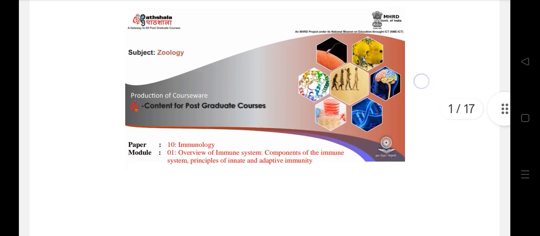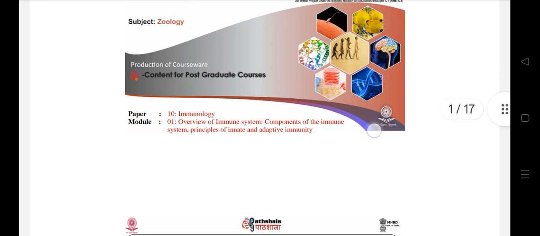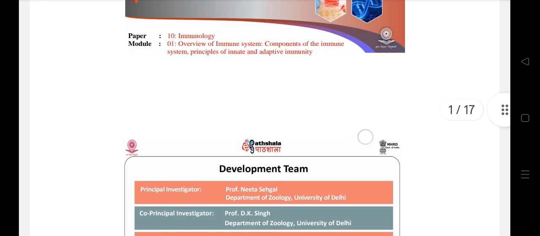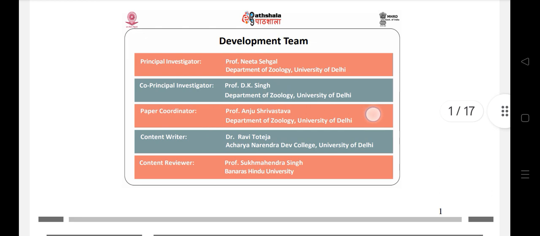So you could see the notes, and I would like to share my sincere gratitude to the people who developed these notes. You could see their names and positions. Thank you.